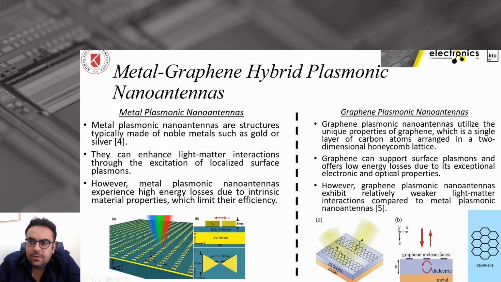And then graphene plasmonic nanoantennas utilize the unique properties of graphene, which is a single layer of carbon atoms arranged in a two-dimensional honeycomb lattice, like in this figure. Graphene can support surface plasmons and offers low energy losses due to its exceptional electronic and optical properties, but graphene plasmonic nanoantennas exhibit relatively weaker light-matter interactions compared to metal plasmonic nanoantennas.